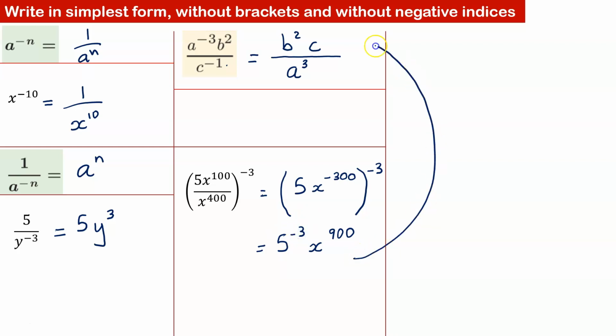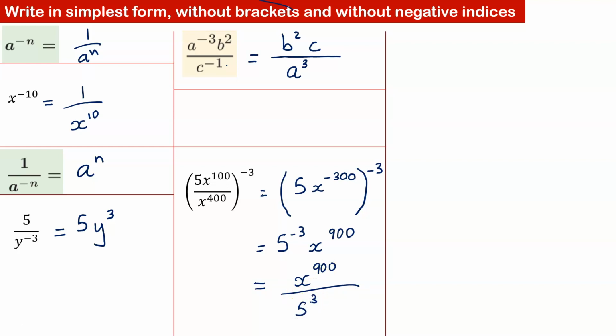Now, have we met both conditions? Have we written it without brackets? Yes, we have. But there's still a negative index there. So let's fix this. Almost done. The x to the 900 will now be in the numerator, followed by 5 to the 3.